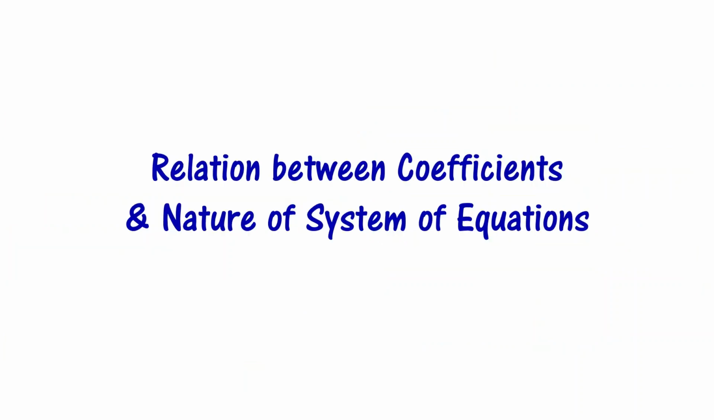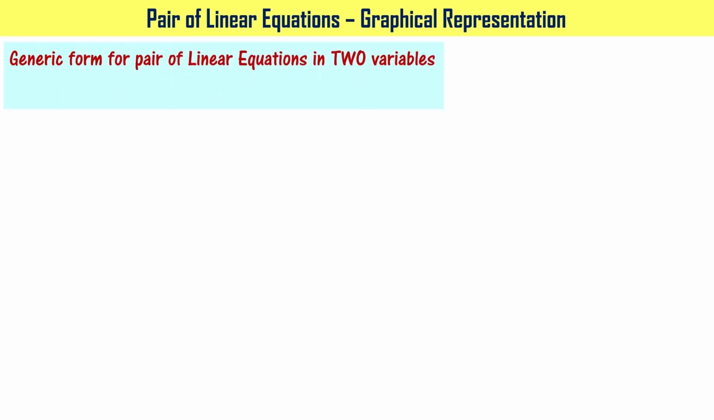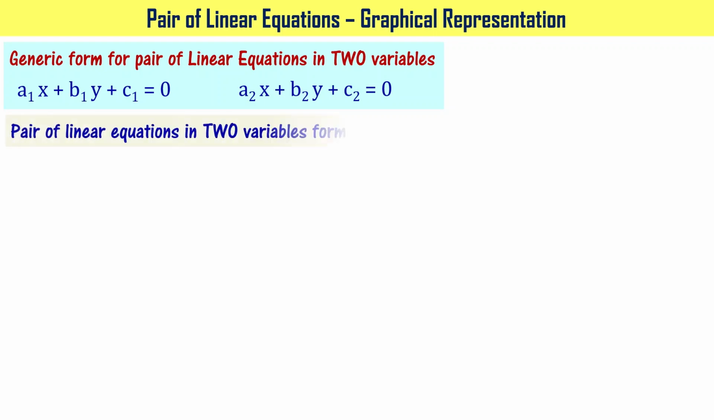Let's learn about the relation between coefficients and nature of system of equations now. Let's quickly recall the graphical representation of a pair of linear equations in two variables. We know that the generic form for a pair of linear equations in two variables is written as a1x plus b1y plus c1 equal to 0 and a2x plus b2y plus c2 equal to 0, right? And we also said that a pair of linear equations in two variables forms two straight lines in a 2D plane.